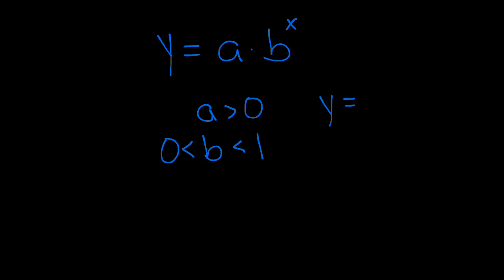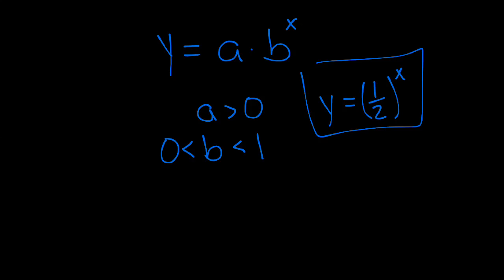So just a real basic example would be y equals 1/2 to the x. Every time we multiply by 1/2, that's going to get smaller. It's going to be 1/2, then 1/4, then 1/8, 1/16, 1/32, right? So it's going to start out larger and get smaller and smaller as x goes up.